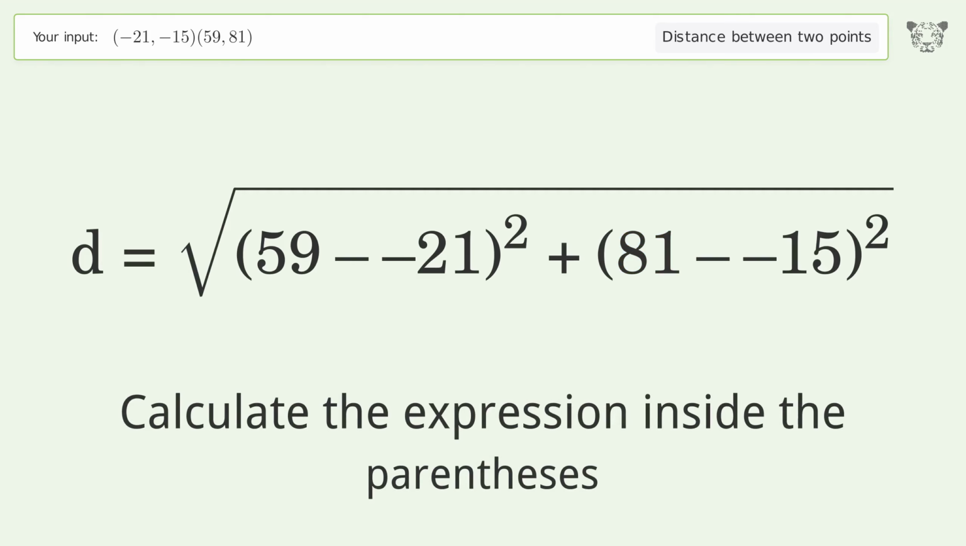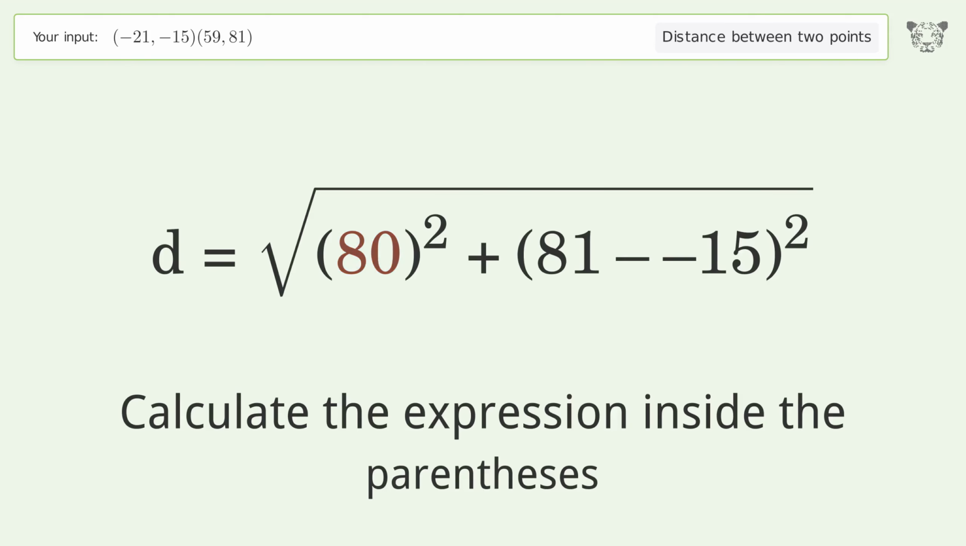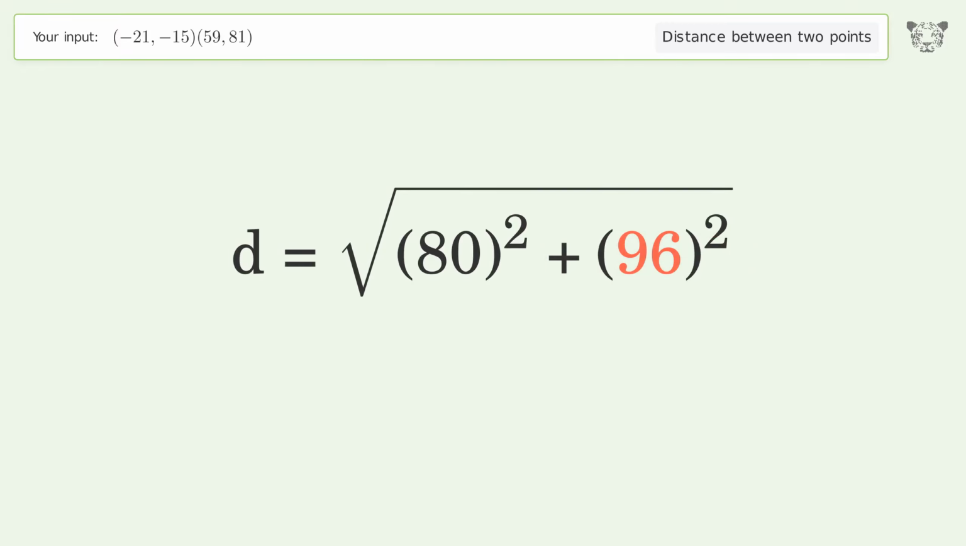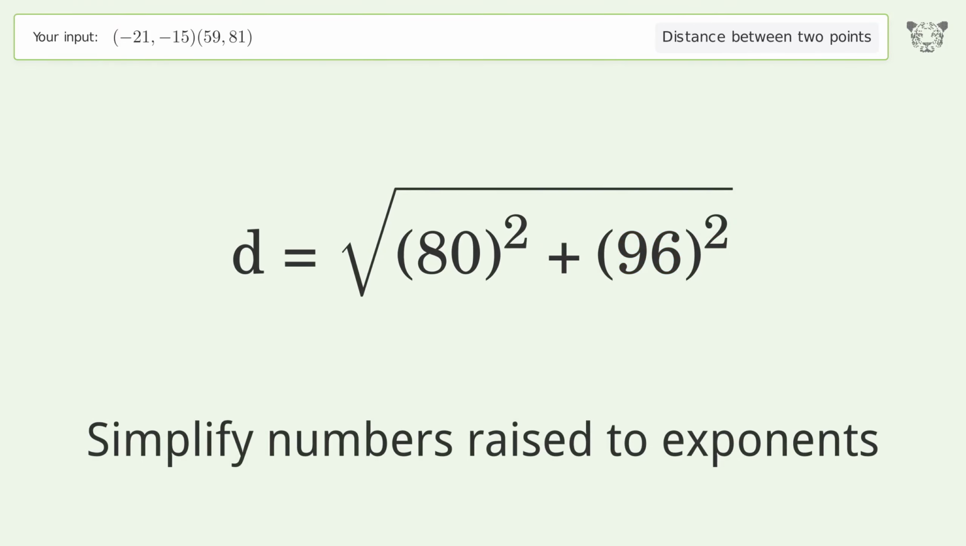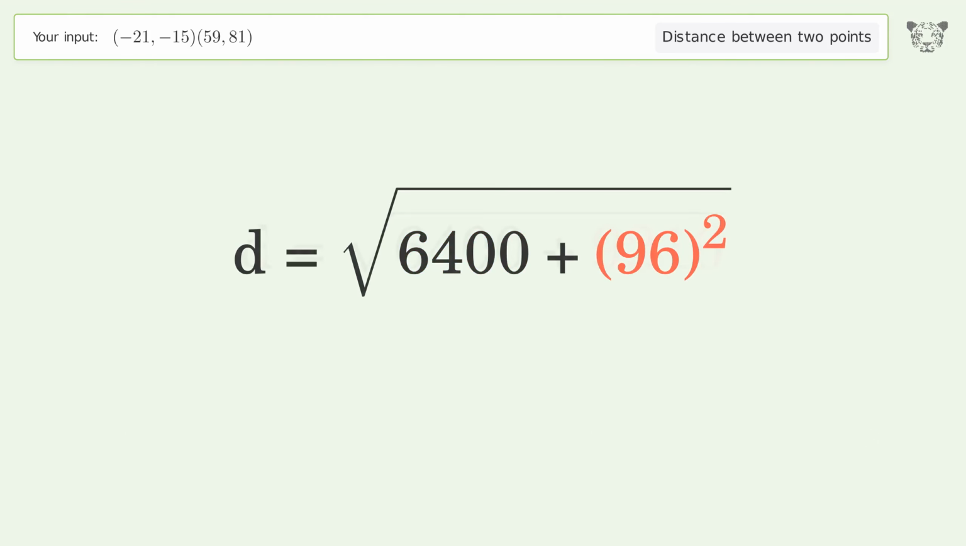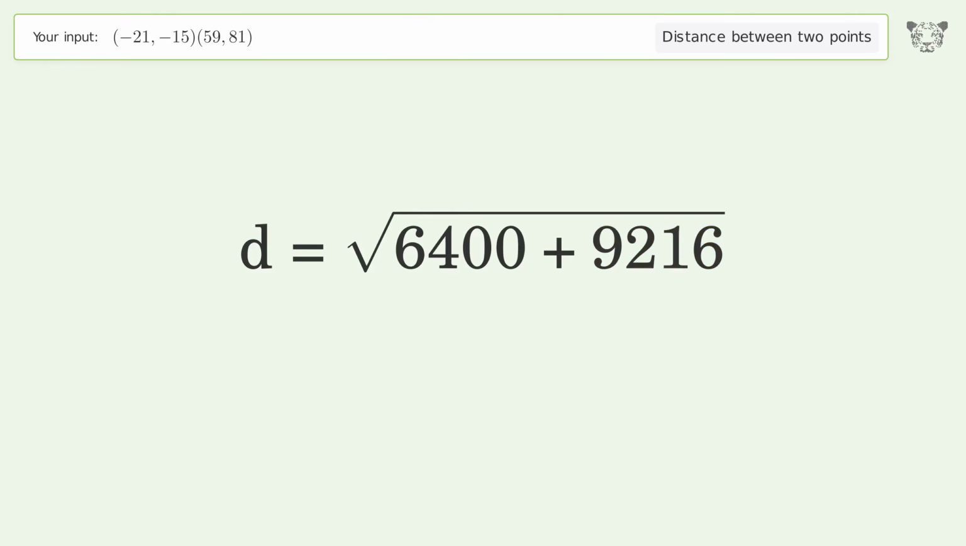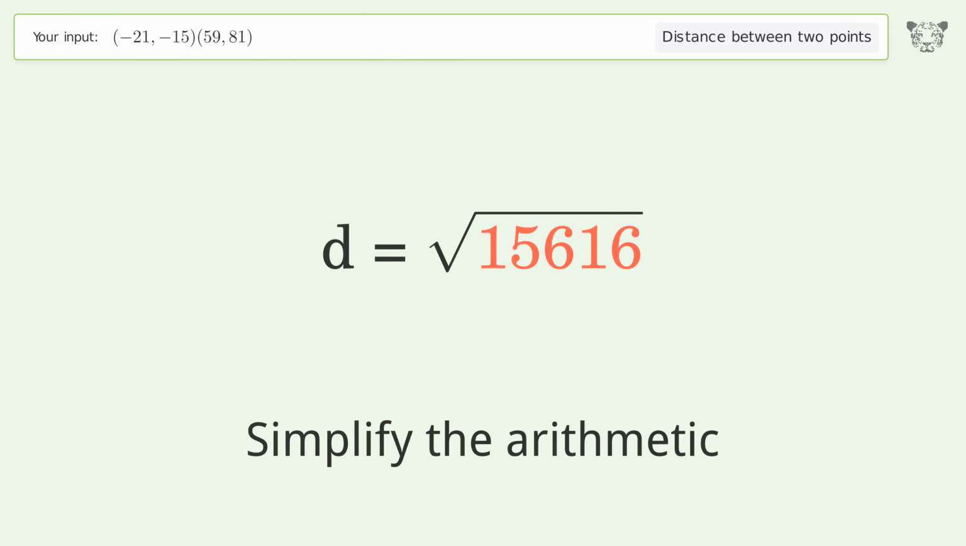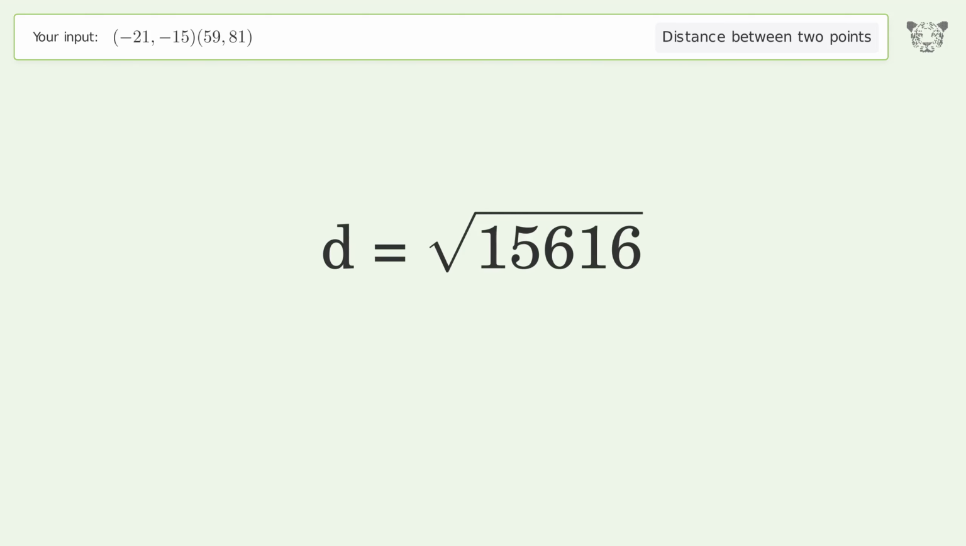Calculate the expression inside the parentheses. Simplify numbers raised to exponents. Simplify the arithmetic. And so the distance between the 2 points is the square root of 15,616, or 124.964.